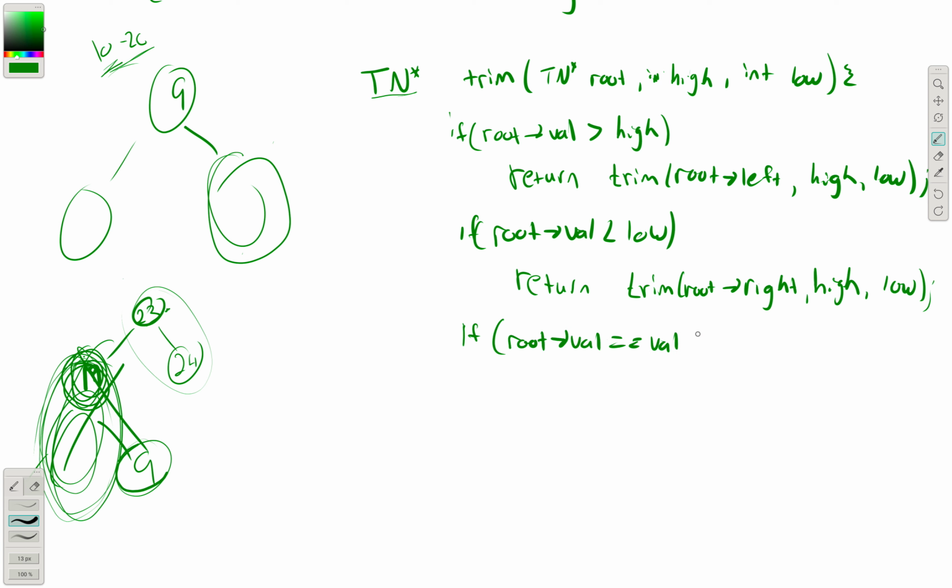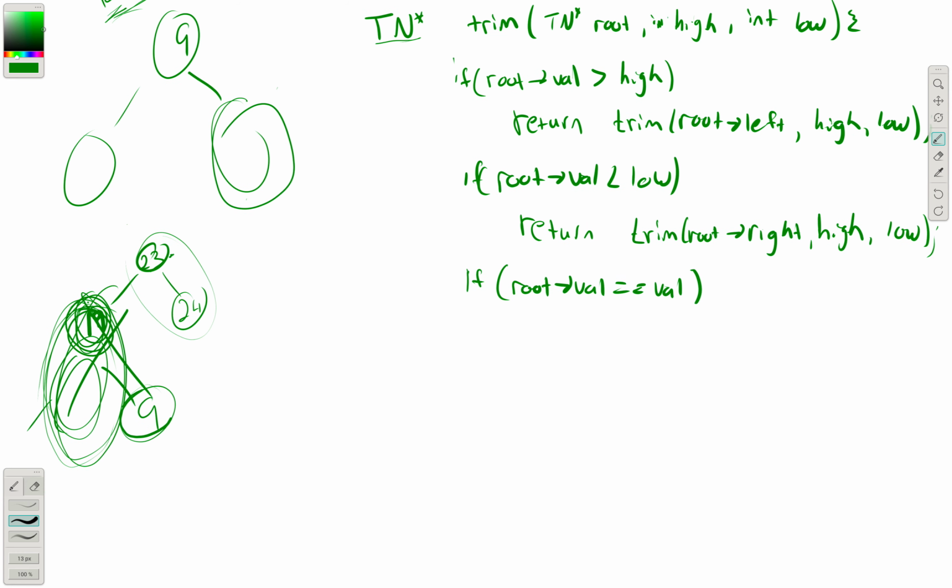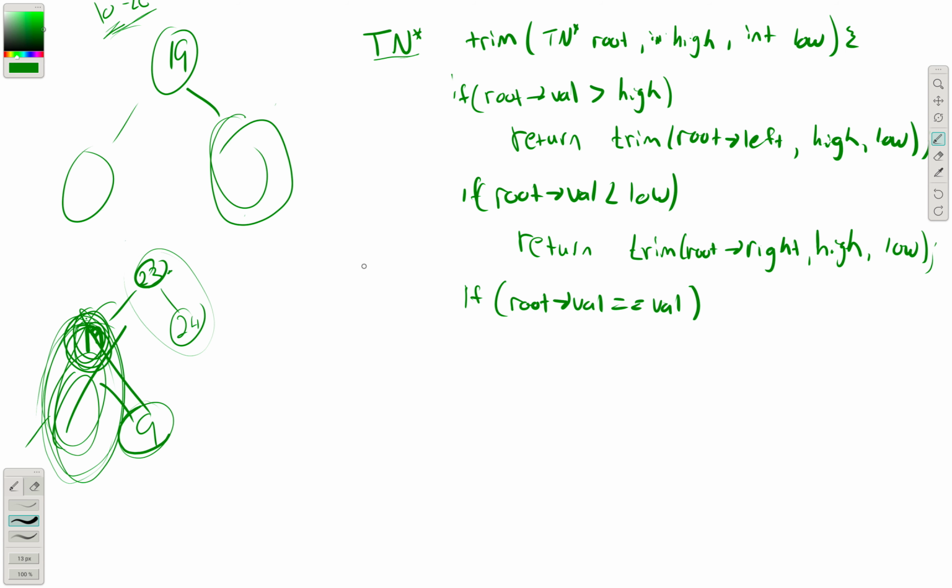Okay, so now the final case: else if the root value equals the value, what are we going to do? So let's say we have, let's make this 19. It's in the value range. It's possible that everything here is in it, and it's possible that everything here is in it. But what's guaranteed is that the root is in it. So we say root, we know the root is in it.